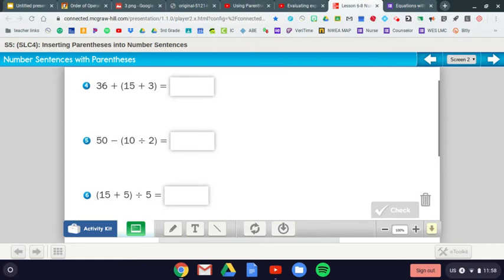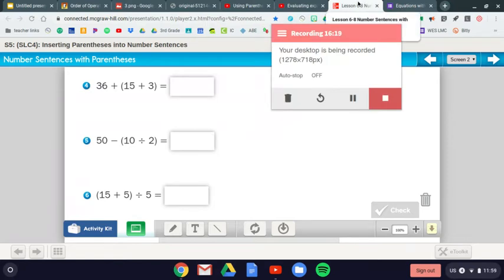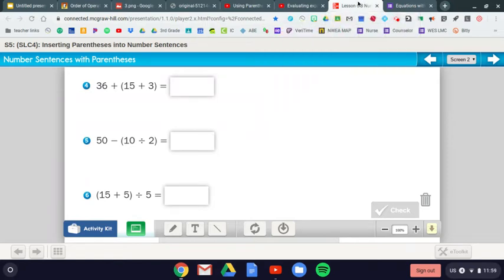Number 4, 36 plus parentheses 15 plus 3. I'm going to pause for just a second in case you're working on these with me. I'm going to let you do number 4, and then I'm going to work it out in the white space, and you tell me what you think it is. Remember, parentheses first. If you need more time, pause the video and then come back to me, but I'm going to move on.